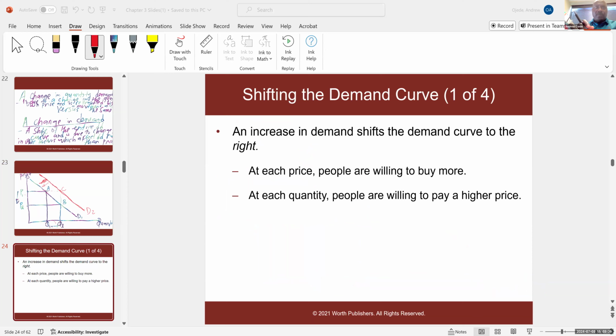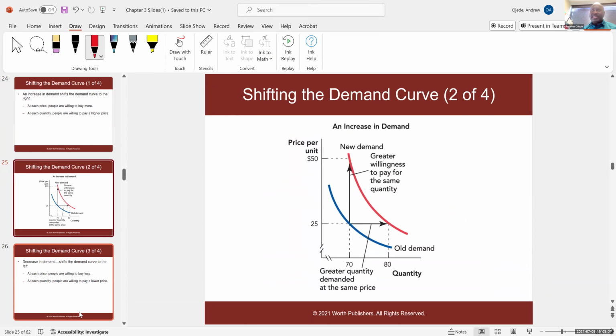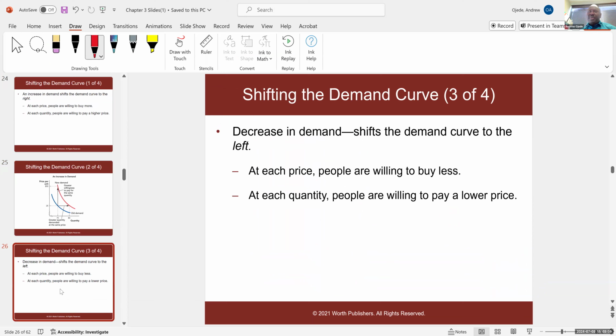So that's exactly what I'm talking about here. An increase in demand is illustrated with a shift of the entire demand curve to the right. A decrease in demand means the demand curve will shift to the left. And at each price, people are willing to buy less. At each quantity, people are willing to pay a lower price.